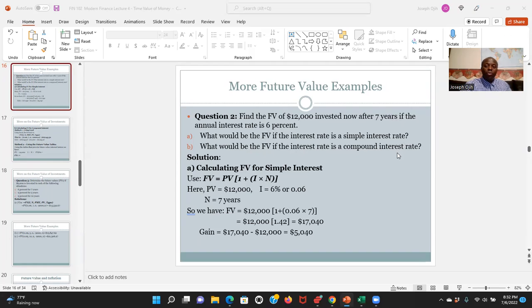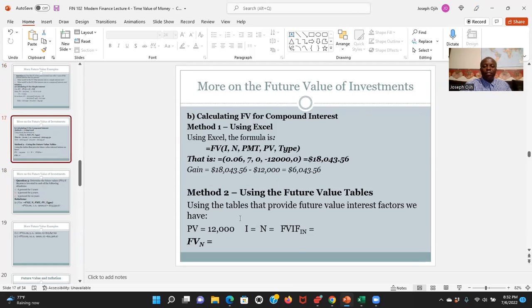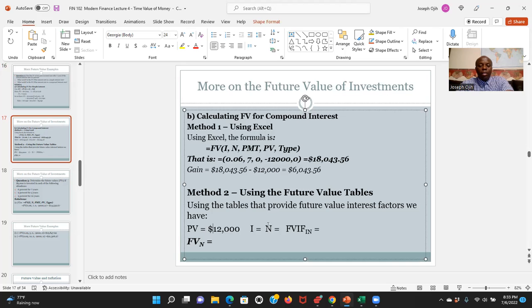We did it already using Excel. Let us repeat it using an interest table, assuming that you find yourself in a place where there is no computer to use, and you have only a calculator and the future value interest table. So that means 12,000 is the amount, and interest is 6%, which in decimal form is 0.06. Number of years is 7 years.